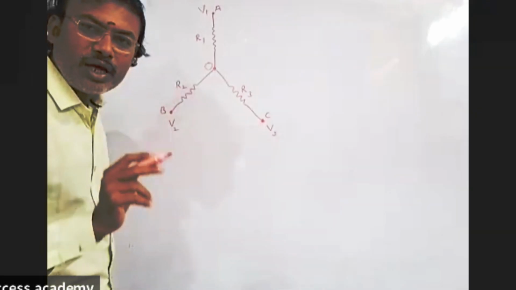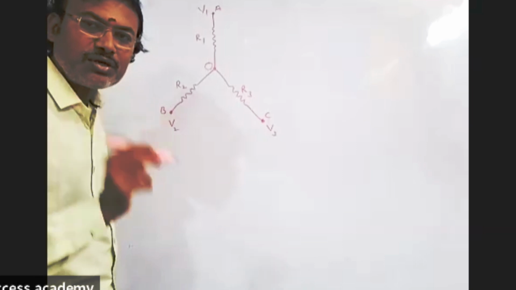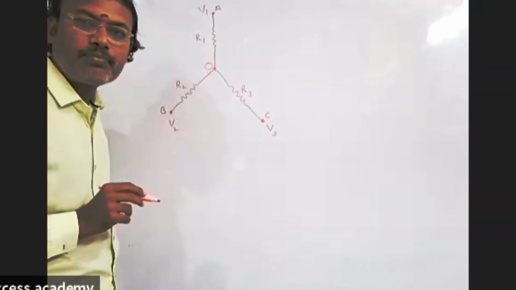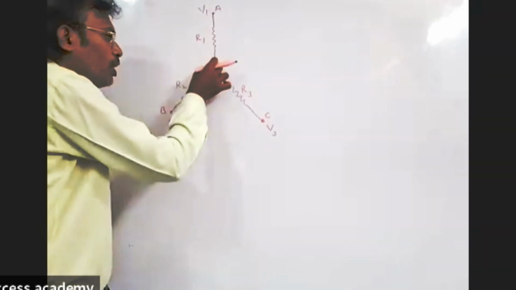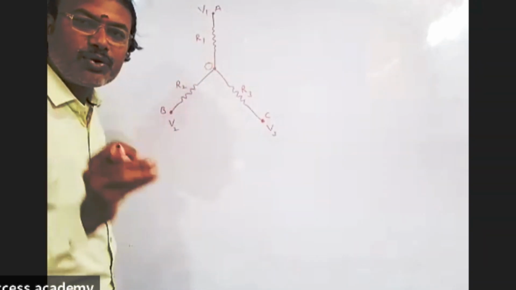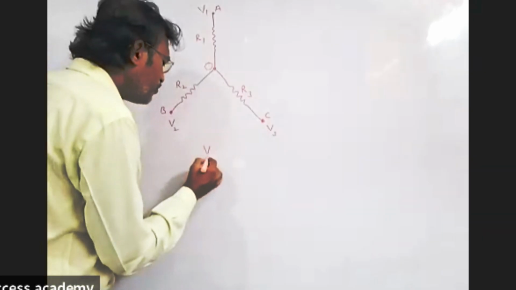We need to calculate the potential at the junction. What is the potential at O in the problem? In this problem, what is the potential at the point O that we need to calculate. So straight away I am taking the formula for that.